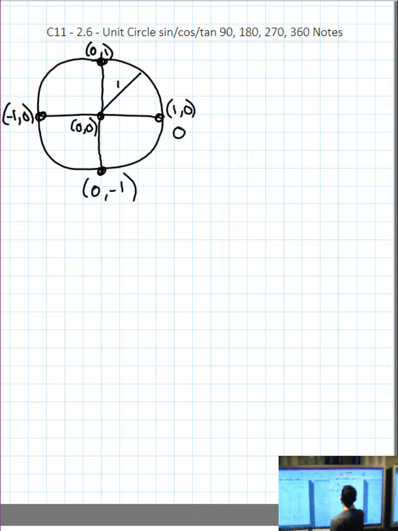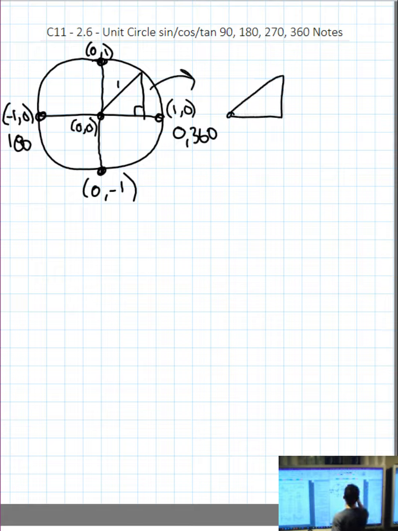Let's mark 0 and 180 for fun. 0 is also 360. Okay, so I'm going to make a triangle hugging the x-axis, making 90 degrees, our bow tie. And then I'm going to take this right angle triangle and draw it off to the left. So we have a hypotenuse of 1.